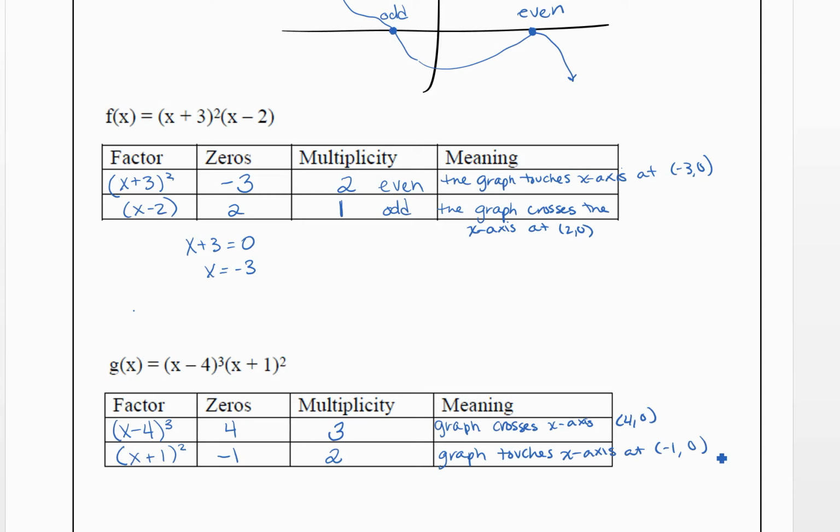Okay, so that's how we can use the multiplicity of a factor to tell us more about the graph of a polynomial.